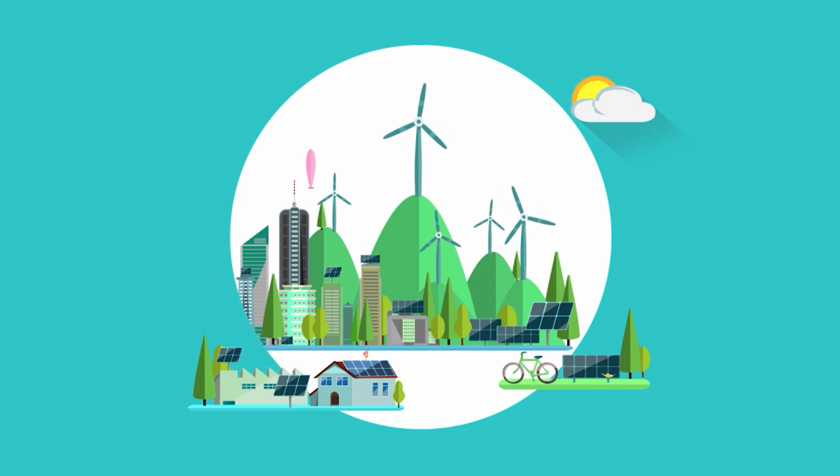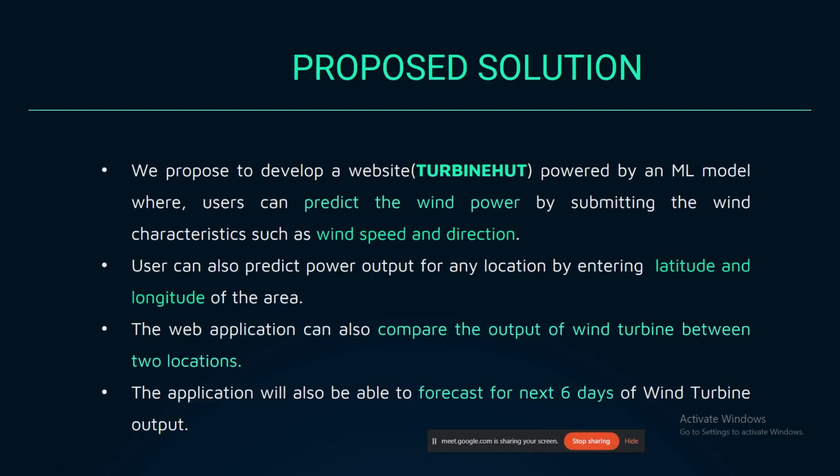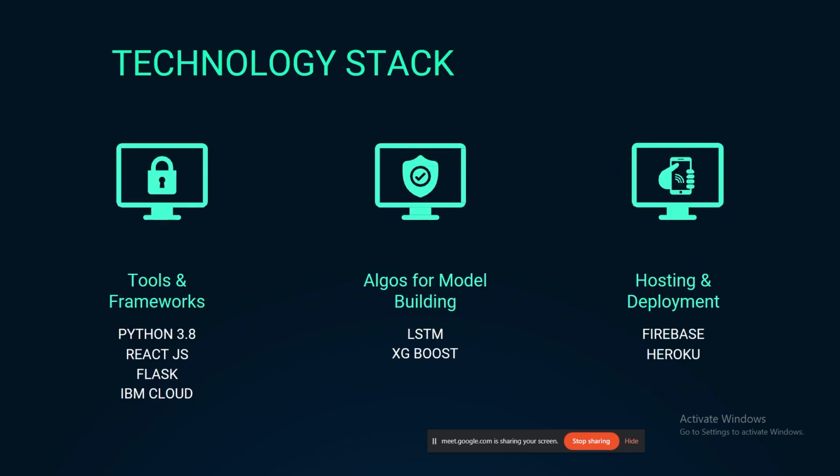So we propose to develop a website named Turbine Hut, powered by an ML model, where users can predict the wind power by submitting the wind characteristics like speed of the wind and direction which the wind flows. Users can also predict power output for any location by entering their latitude and longitude. The web application can also compare two locations by predicting the output of wind turbine. The application will also be able to forecast for next 6 days of wind turbine output.